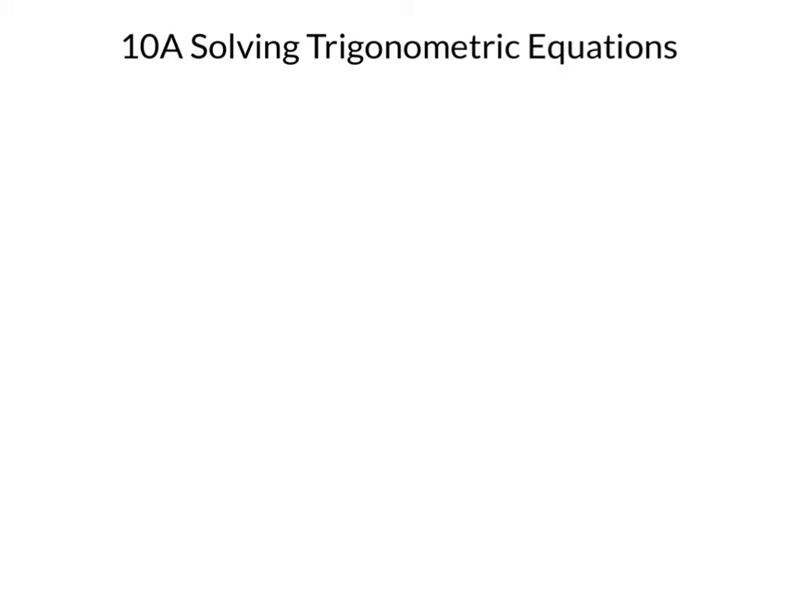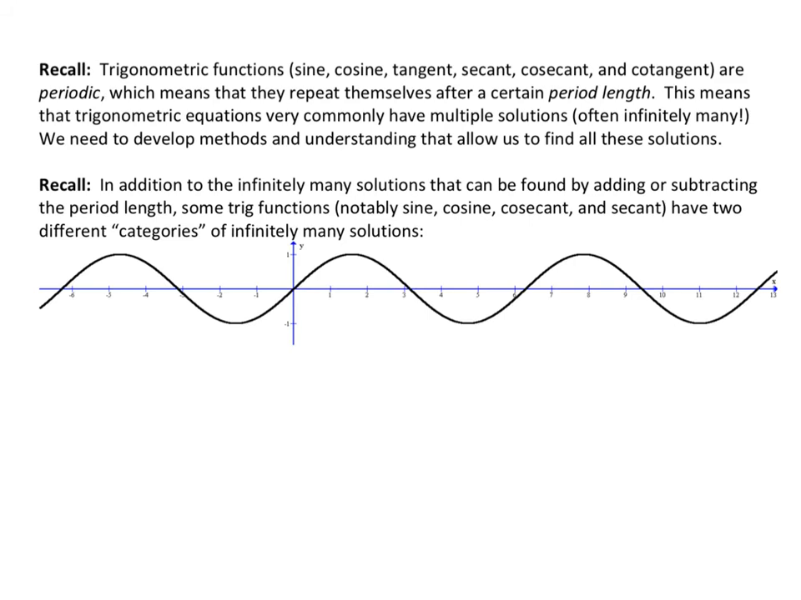So before we get started, let's take a deep breath, and then let's begin. First I'm going to ask you to recall that trigonometric functions, all six of them, sine, cosine, and tangent, which we studied last year, and secant, cosecant, and cotangent, which you may or may not be familiar with, are all periodic. Periodic functions are families that repeat themselves after some certain period length. This means that trigonometric functions very commonly have multiple solutions, sometimes even infinitely many, and we need to come up with methods and understanding that allow us to find all of these solutions.